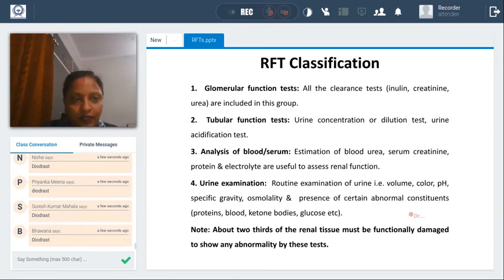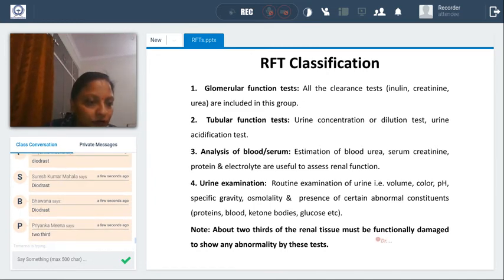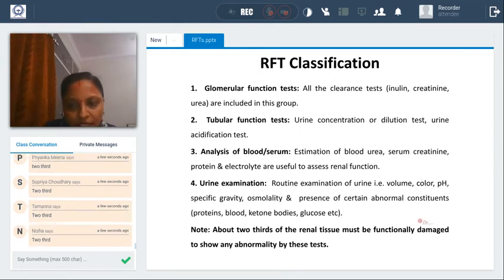Another way of classification of kidney function tests is glomerular function test, tubular function test, analysis of blood and serum, and urine examination by physical, microscopical, and biochemical examination. About how much renal tissue must be functionally damaged to show any abnormality by these tests? Please add in the box. How much? 2/3. Yes.